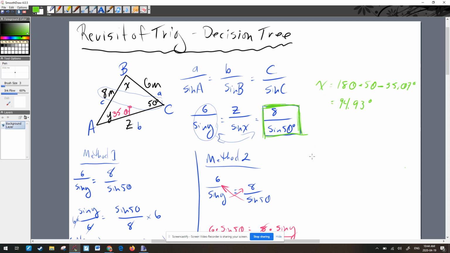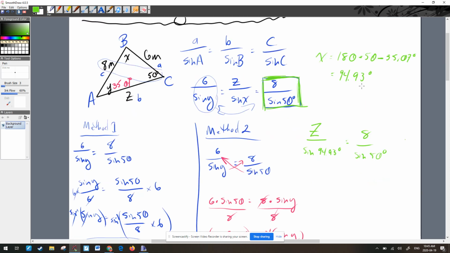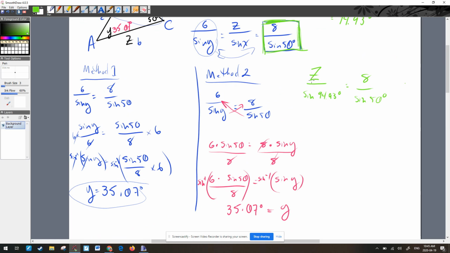So I'm going to write this, and it's going to be z over the sine of x, but I know what x is. It's 94.93 degrees. So the sine of 94.93 degrees is equal to 8 over the sine of 50 degrees. So all good. The only thing we need to do now is z is being divided by the sine of 94.93, so I'm going to multiply both sides by the sine of 94.93. And those are going to go away. And z is simply going to be whatever this is when I type it into my calculator.